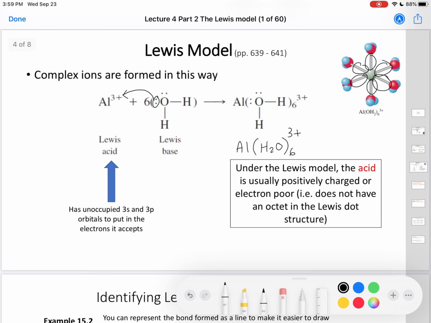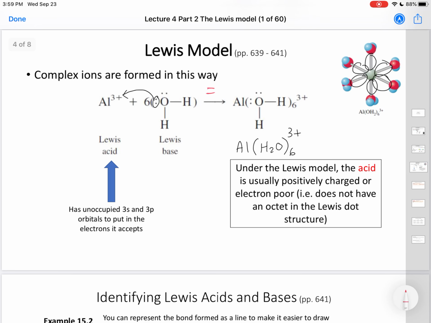And with these kinds of situations, it's very important to remember that if you treat the arrow as an equal sign, the charges do add up. So if you have 3+, and water is, remember, neutral, 3+ plus neutral should give you 3+, okay?